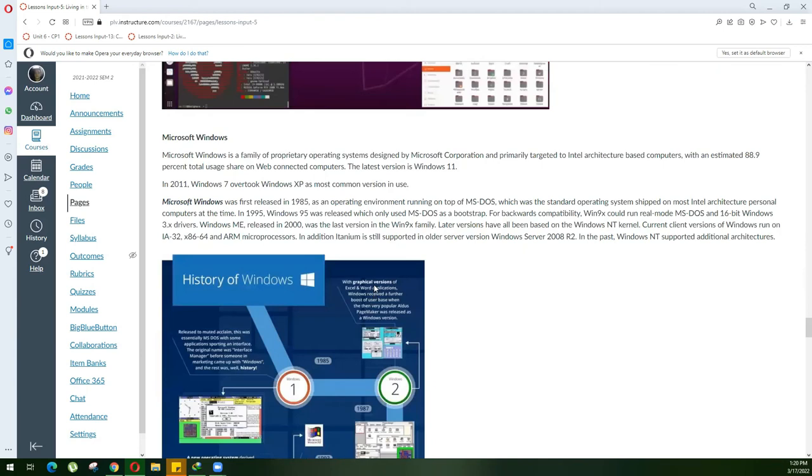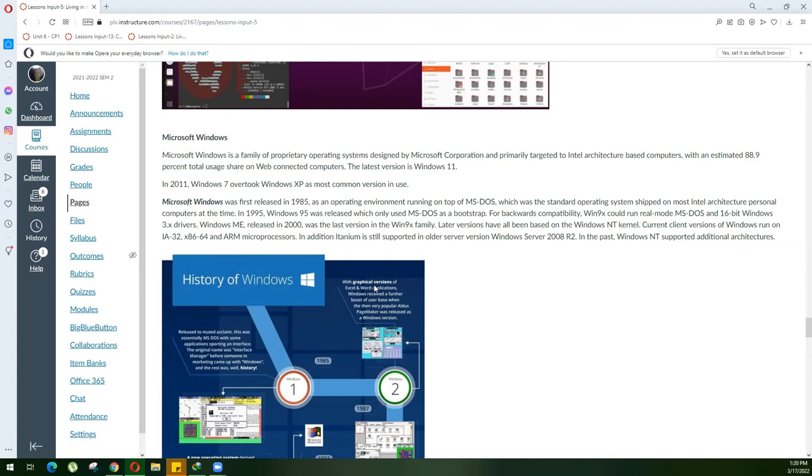Windows. Windows is a family of proprietary OS designed by Microsoft and primarily targeted to Intel architecture-based computers. The latest version is Windows 11. In 2011, Windows 7 overtook XP as the most common version in use. Windows was first released in 1985 as an OS standing on top of MS-DOS, which was the standard OS shipped on most Intel architecture PCs at the time.